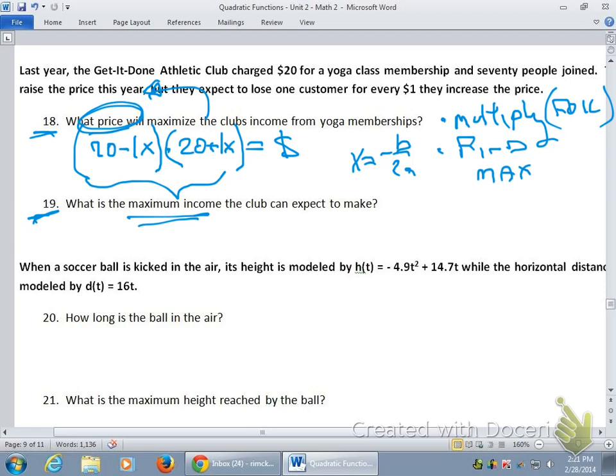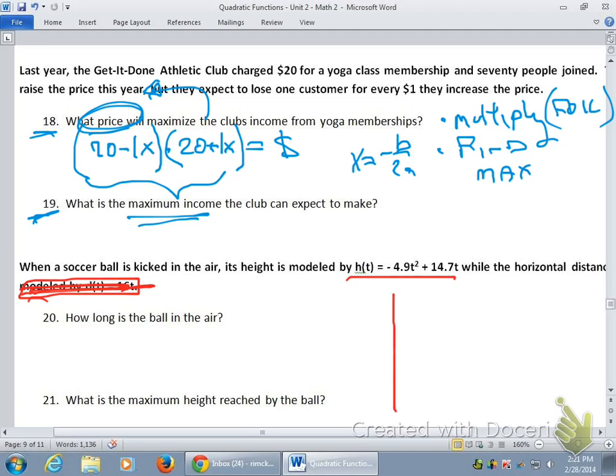Alright, on this second one with the soccer ball, it says it's kicked in the air and its height is modeled by this equation, and the horizontal distance is modeled by this equation. Well, guess what? On 20 and 21, I never ask you about the horizontal distance. So that was purely there just as a red herring, just to kind of throw you off. I ask you, how long is the ball in the air? You can do this in different ways, but this is what you're looking to do.